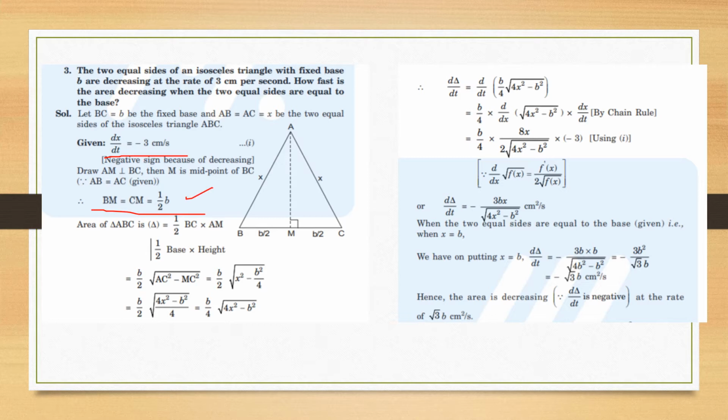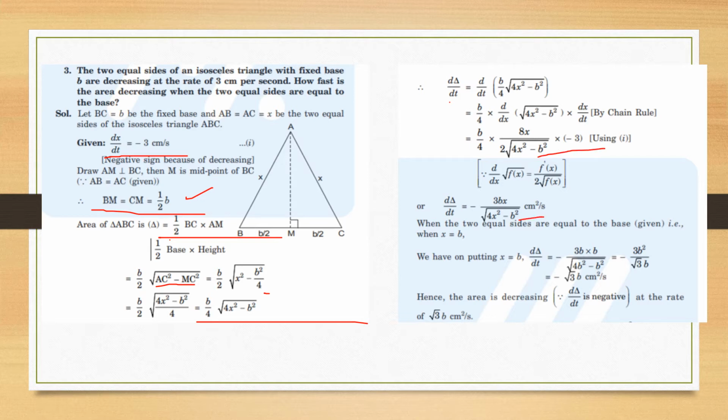Now the area of the triangle is half into base into height, BC into EM. BC is the base, and using the Pythagoras theorem you can apply it. Putting all the values you will get it like this. Right, now I have to differentiate it. So the derivative is turning out to be this.